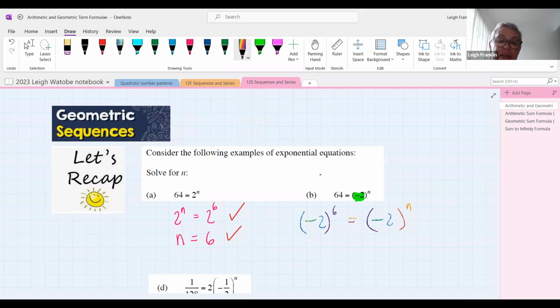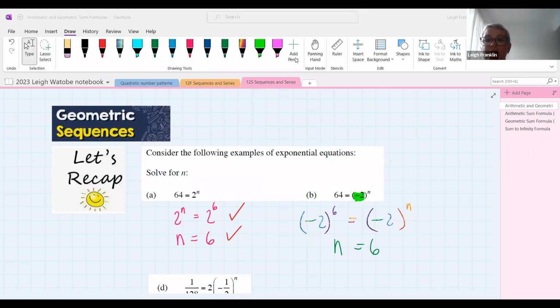Now, do you see, even though our base is negative, our answer is positive? That is because we have an even exponent. If our exponent was odd, we would have a negative answer. But it's very important that when you make the bases the same, they are in fact identical. And here we would still end up with n is equal to 6. Are we all cool with that?